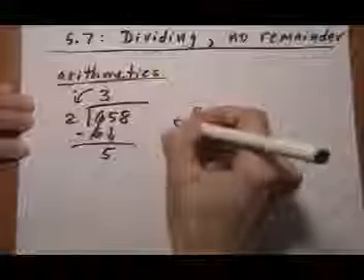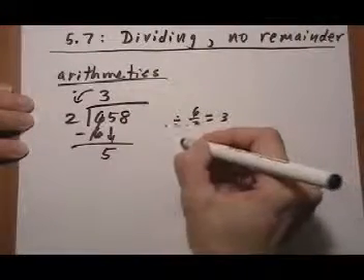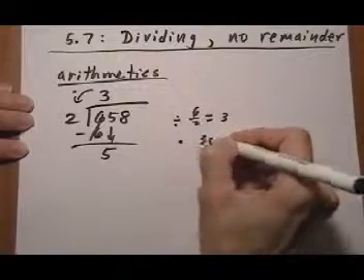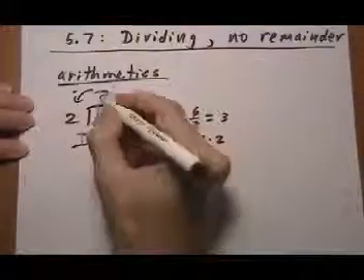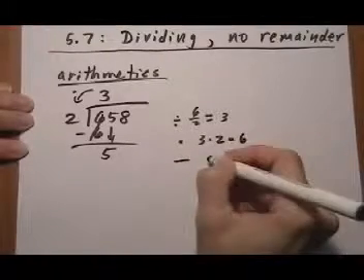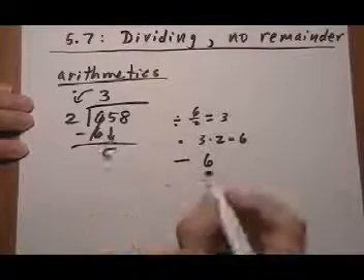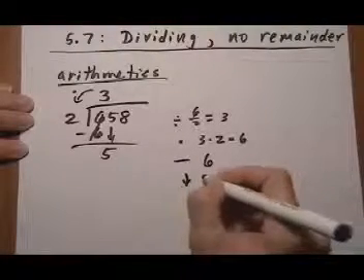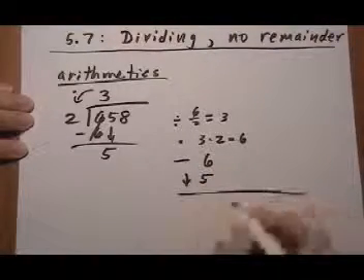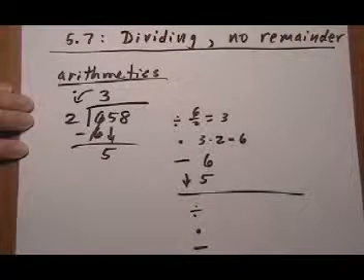Alright, so I did divide. Then I got the answer for my division, put it on top. Then I multiplied that answer times the outside, 3 times 2. That equaled 6. I subtracted that 6 from the number on the inside, and I brought down the next guy. We're going to repeat the process over and over again. Divide, multiply, subtract, bring down.